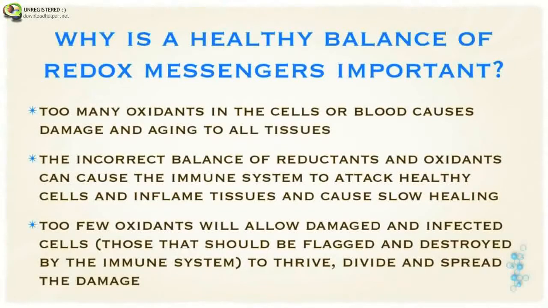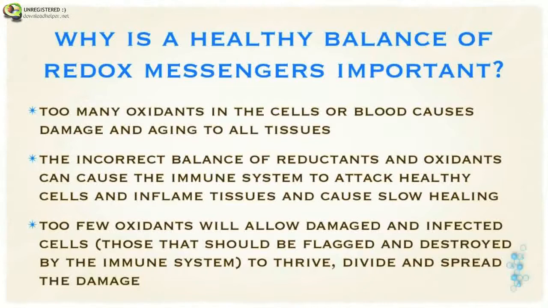So, why is a healthy balance of redox messengers important? Too many oxidants in the cells or blood causes damage and aging to all tissues. This would be someone who might be burning a lot of fuel with exercise and creating a lot of oxidative stress, and if this isn't corrected and recovery allowed, it would lead to an environment where there's a lot of rust and a lot of breakdown.